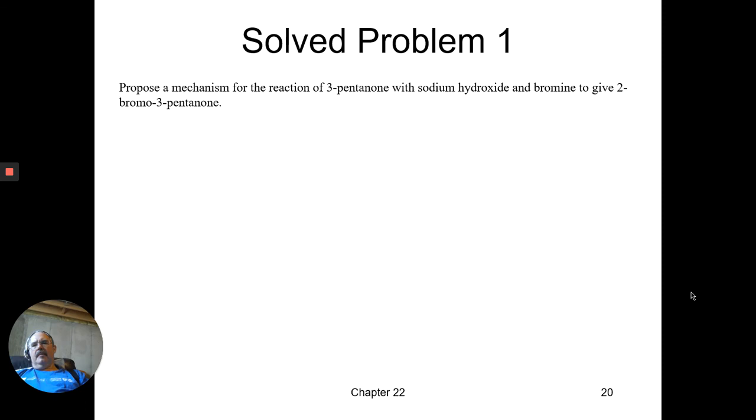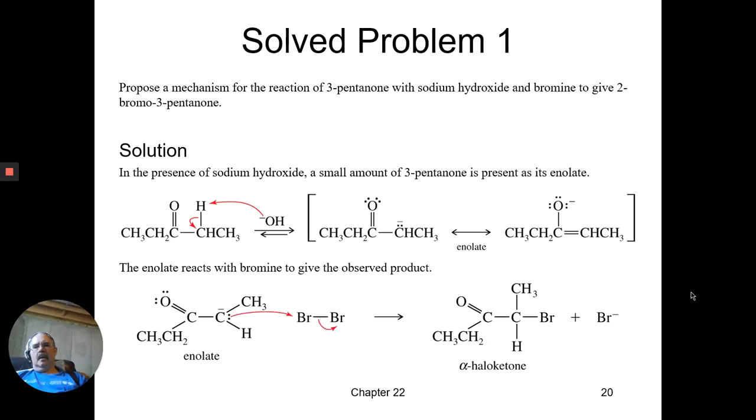Okay, so in this problem, it says to propose a mechanism for the reaction of 3-pentanone with sodium hydroxide and bromine to give 2-bromo-3-pentanone. Hydroxide removes the alpha hydrogen. We have our resonance stabilized enolate. The alpha carbon anion attacks the bromine, and then we get our alpha haloketone.